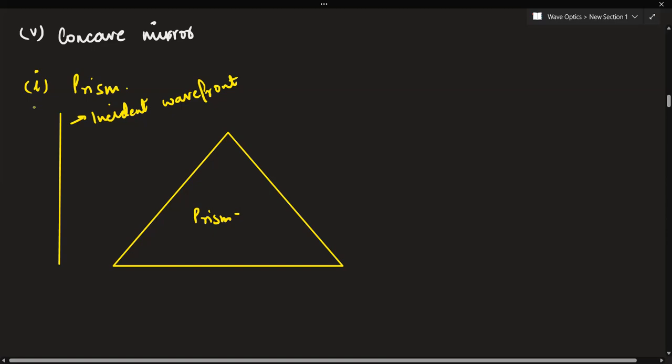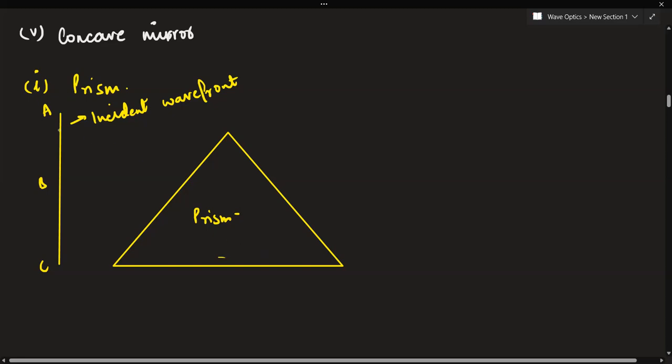So see, since the speed of light in glass is smaller than in air, for the lower part of it, let us name it A, B, C. A, B, C is the incident wave. So the lower part, C, of the plane wavefront travels through the greatest part of the prism, this thicker, broader base. So what happens? Its speed is slowed down the most.